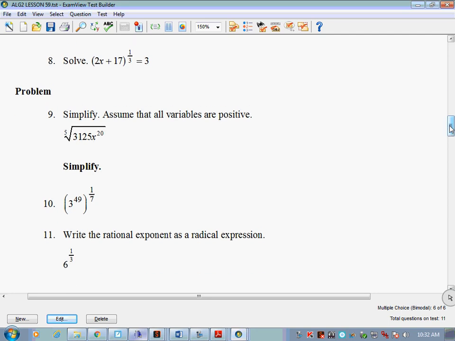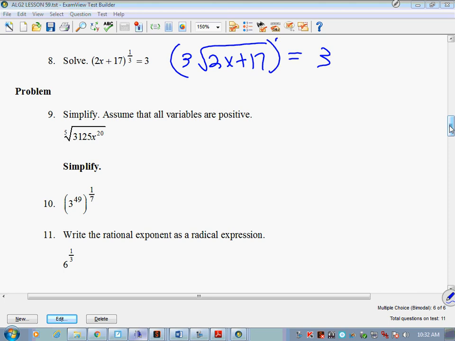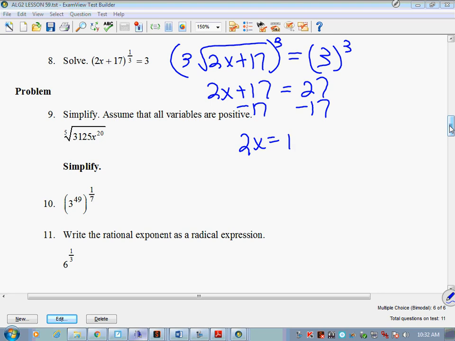All right, a little bit tougher. 2x plus 17 to the 1/3. So this would be the cube root of 2x plus 17 equals 3. How do I undo that cube root? Cube both sides. So I'm going to get 2x plus 17 equals what? 27. Very good. Now we're just solving for x. What do I do with the 17? Subtract it. So I have 2x equals 10. Divide by 2, x equals 5. Was that easier than we thought it might be? Okay, x equals 5. Very good.